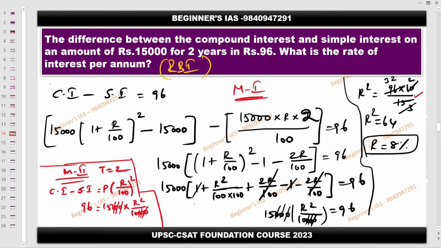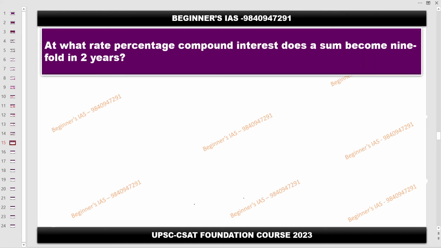Then shall we move on with the next question? This kind of model is also a simple question only, but practice this kind of question. Surely you may get this kind of simple question directly sometimes. What rate percentage do you need to calculate, R? At what rate does a sum become 9-fold? Sum means principal. Suppose principal is equal to x, A is equal to 9x.